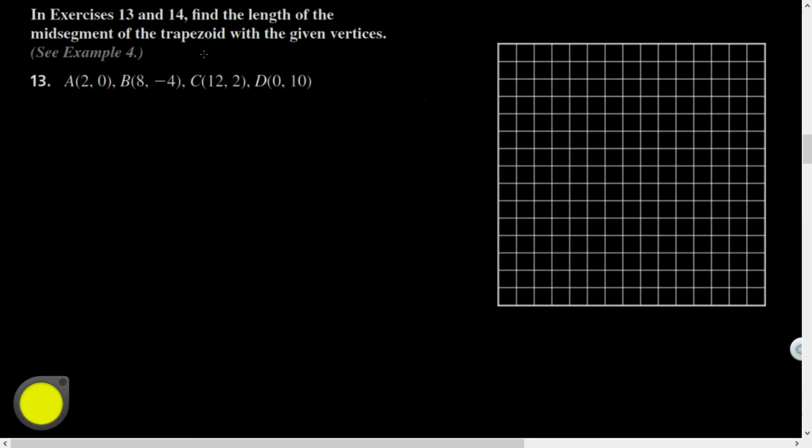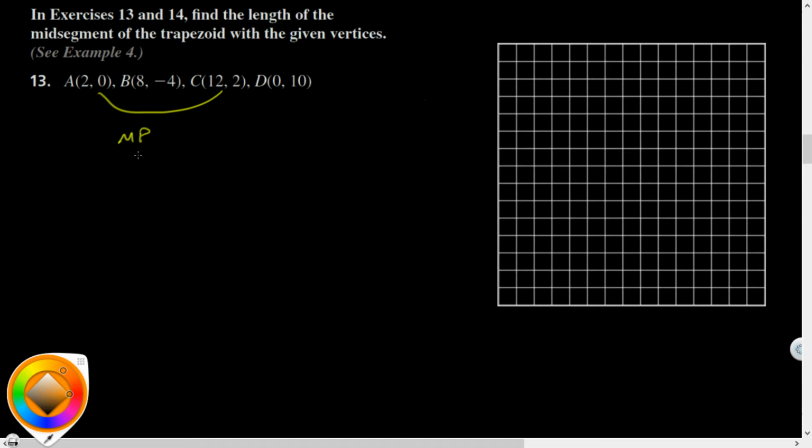It says, find the length of the mid-segments of the trapezoid. I'm just going to walk you through the idea. So whatever A, B, C, and D are, I would find the midpoint between those two, and I would find the midpoint between these two. Actually, wait. Oh, no, not necessarily.